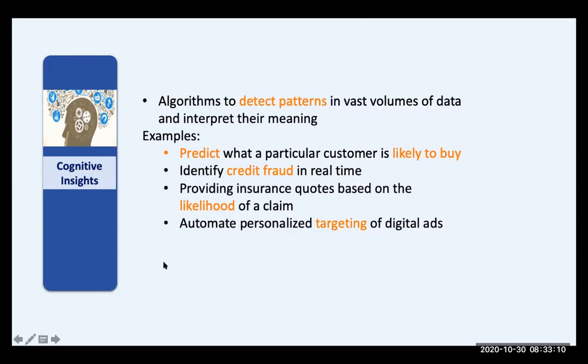So cognitive insights is helping businesses find out what is useful for them, what pattern or information will be beneficial and can help them grow, earn more, increase their productivity or improve their performance. All right. So the next part is the AI components. This is kind of a process.